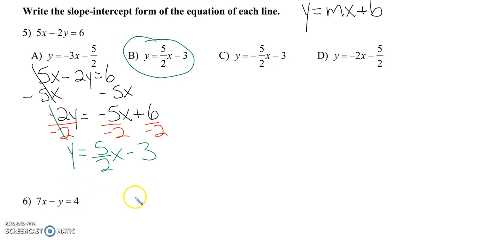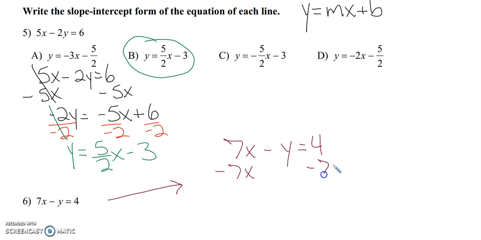Number 6 was the same exact problem, except it was not multiple choice. So let's do this one over here. Again, we want to get rid of this 7x first, so we have to subtract 7x from both sides. Now we're left with negative y equals negative 7x plus 4.